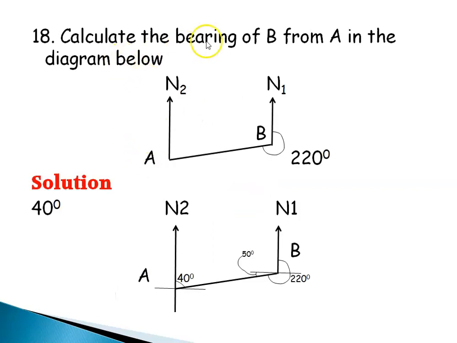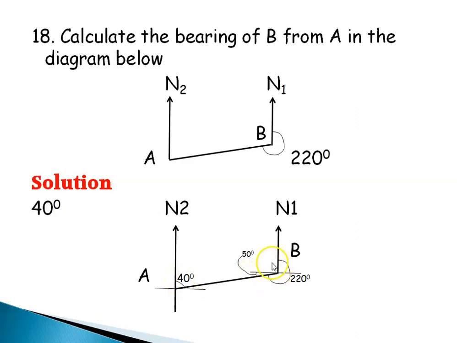Question 18. Calculate the bearing of B from A in the diagram below. Alright, so this is the bearing of A from B, 220. To know the bearing of B from A, I'll put my cardinal point here. Alright, so if this is 220, I know this is 180, isn't it? So this point is going to be 50. Do you understand? This is going to be 50. So if this is 50, that means this point is going to be 40.